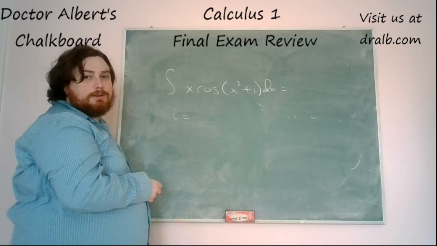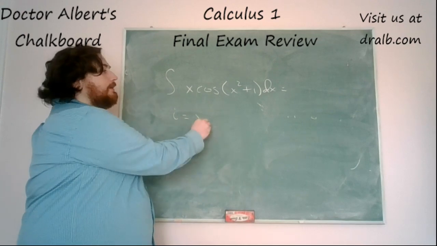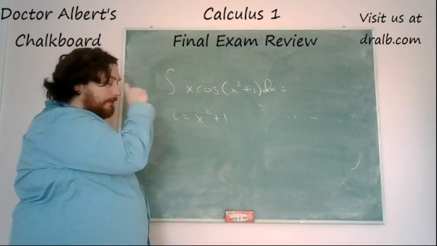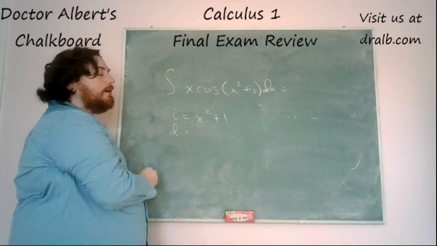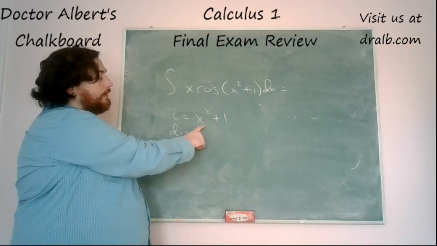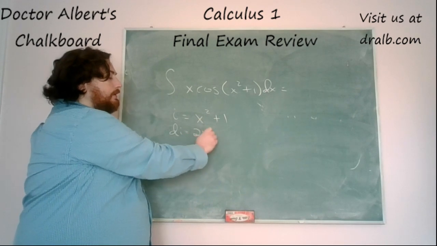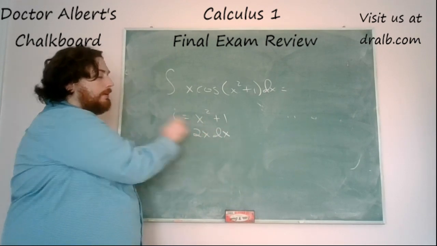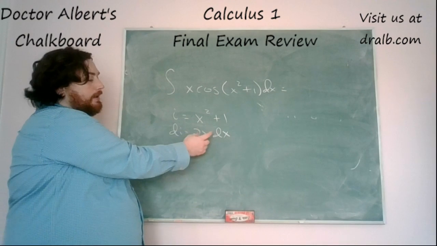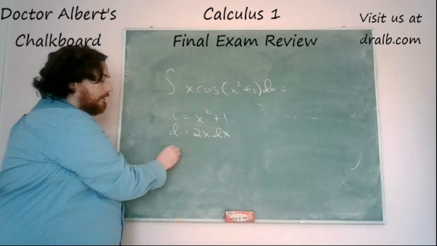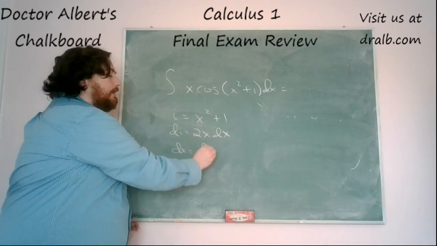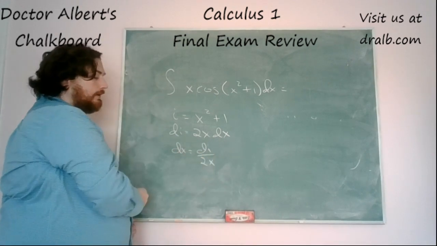That is exactly right. Thank you. So the inside function is the x squared plus 1. Because that's my inside function, I now need to find di. And remember, di is the derivative. So the derivative of x squared is 2x, and then I multiply by dx. So di dx is 2x. So di is 2x dx. If I solve for dx, it's going to be di over 2x.